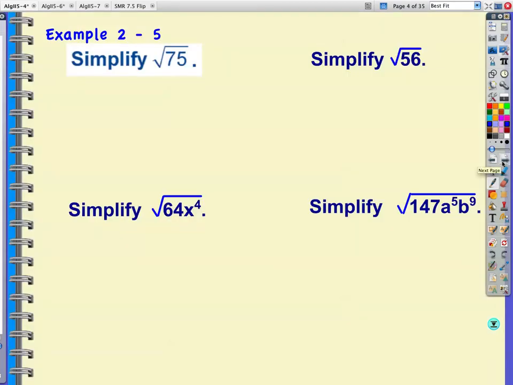Okay, examples 2 through 5. So we got 2, 3, 4, and 5. All right, number 2, square root of 75. If you need that list, go back and look. The largest perfect square number is 25, but I don't write 25, I write square root 25. Square root 25 times square root 3. What is the square root of 25? If you put it in your calculator, it comes out to be 5, not square root 5. So I have 5 square root 3.